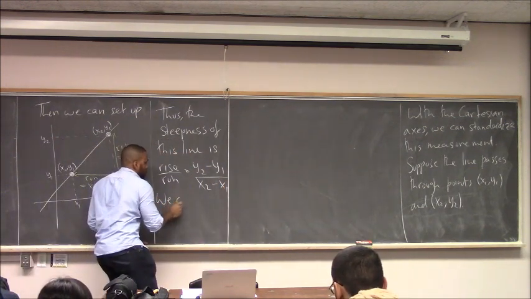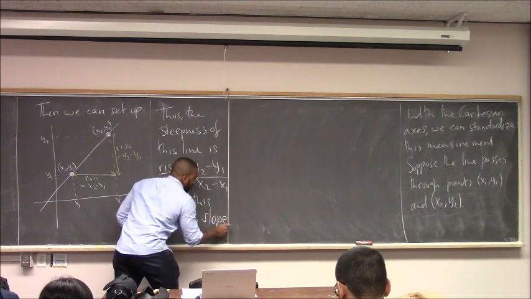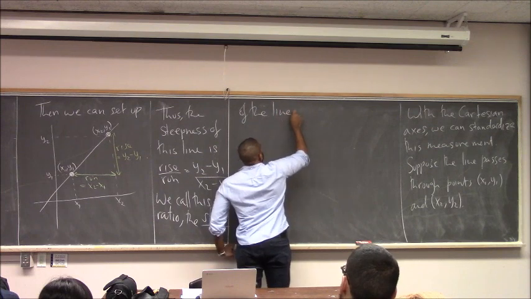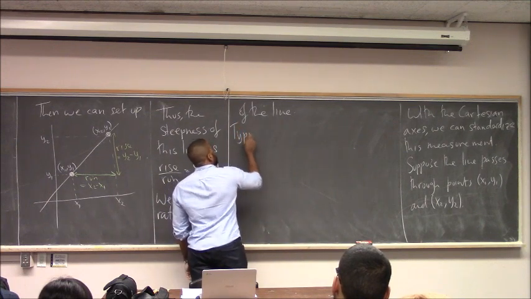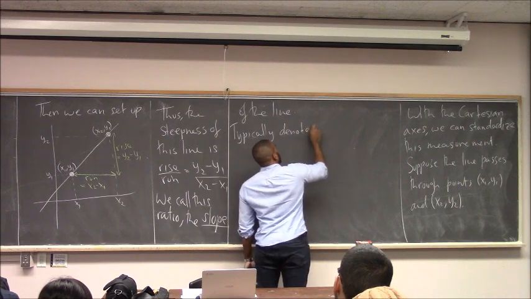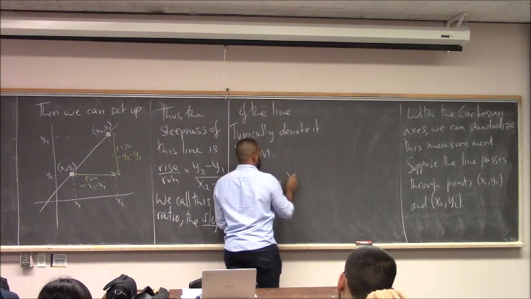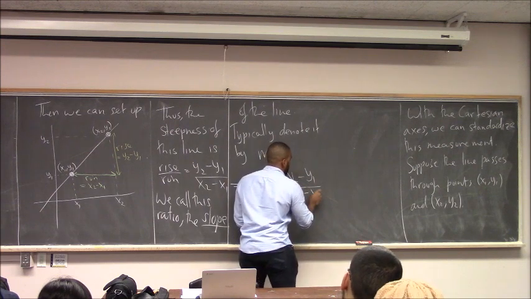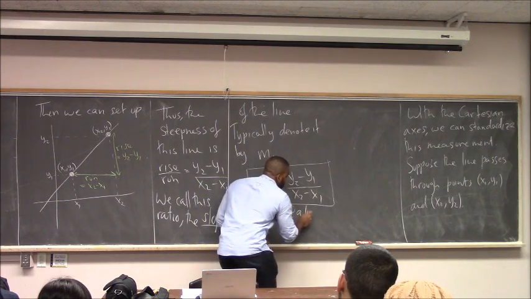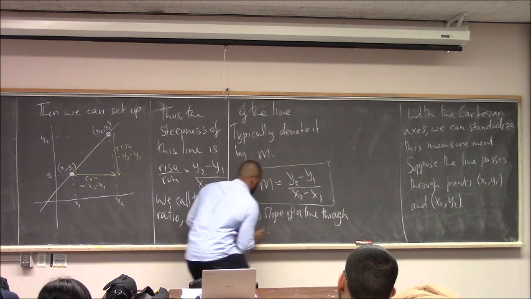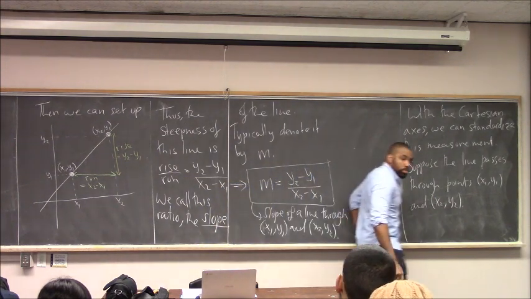And we call this ratio the slope of the line. Now, I don't know the history behind why it's called slope, but that's what we call it. We call it the slope of a line, and typically denote it by m. This means m equals y2 minus y1 over x2 minus x1 is the formula for the slope of a line that passes through two points, x1, y1, and x2, y2. That's our first formula.